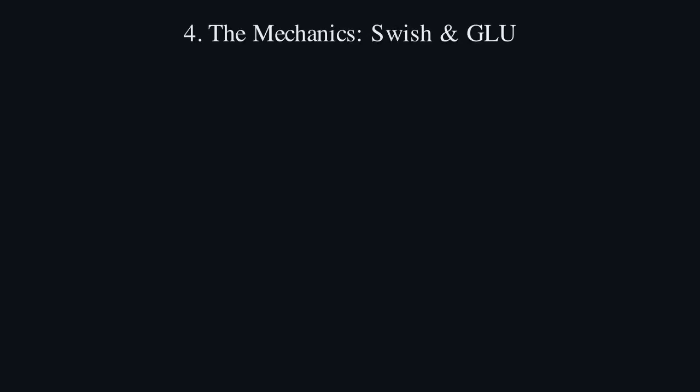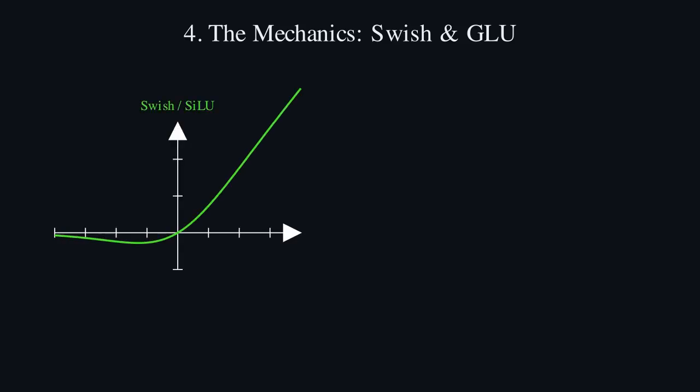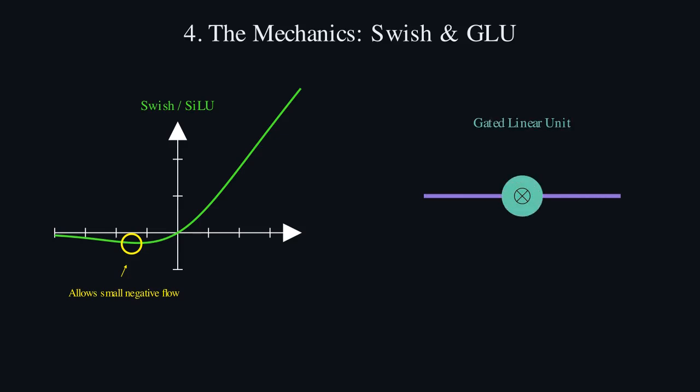Now, let us look at the mechanisms that make modern models so smart. First, the activation. We use Swish, also called SwiGLU. Unlike the old ReLU, which killed negative values completely, Swish allows a tiny bit of negative flow. It is smoother, making learning more stable. Second, the gating mechanism. Think of this like a valve. If the network decides certain information is irrelevant to the current context, the gate closes, effectively zeroing out that signal.